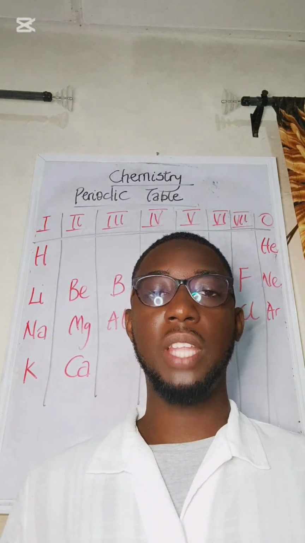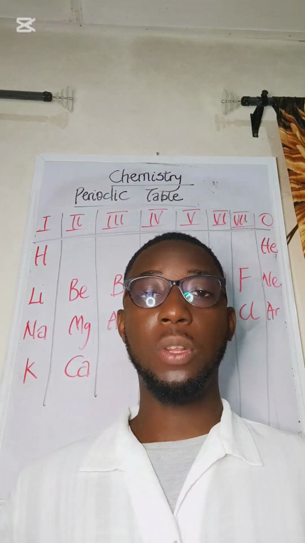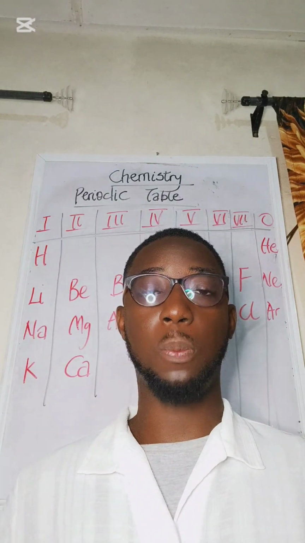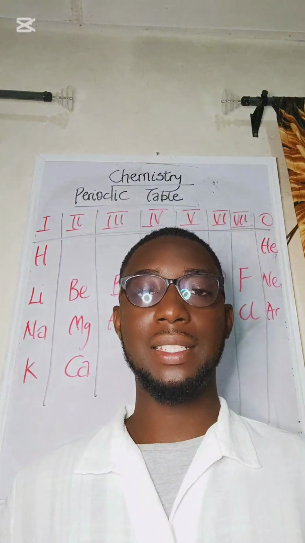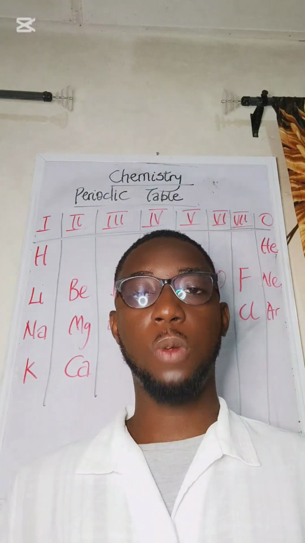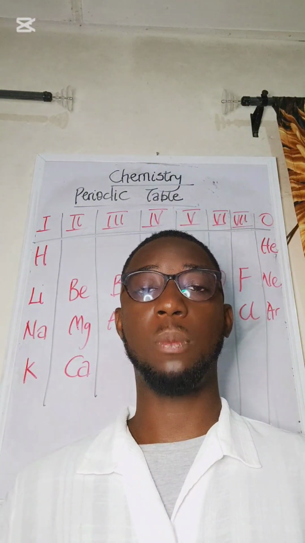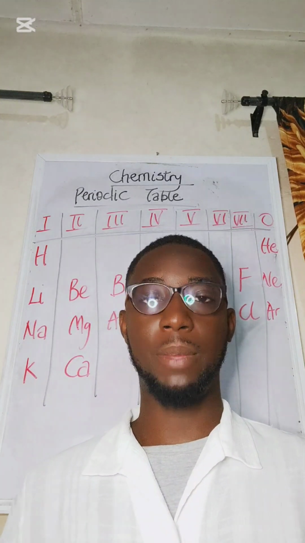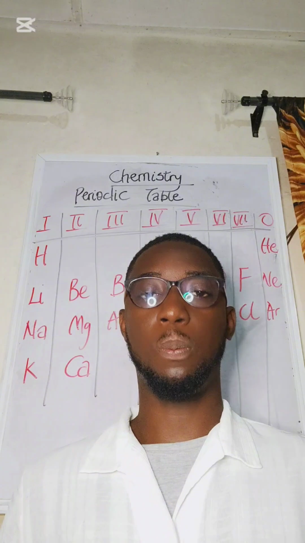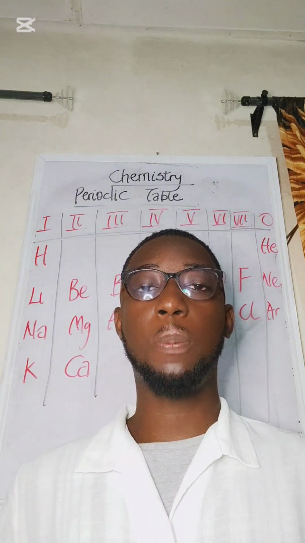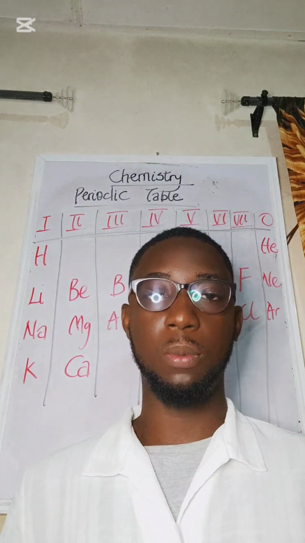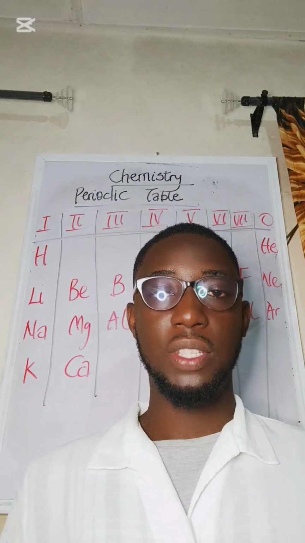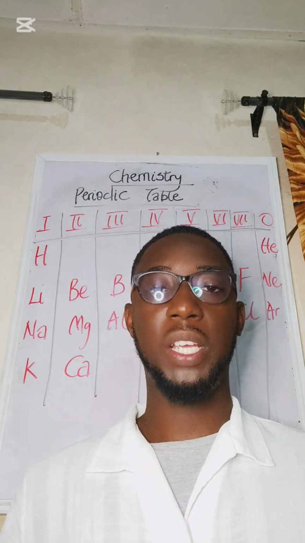So the periodic table is the representation of elements. With the help of the periodic table, one can determine the physical properties, chemical properties, and trends of elements or an element. So the periodic table is very, very important. And for an element to be placed in a particular group in the periodic table, the number of electrons in the outermost shell must be the same.